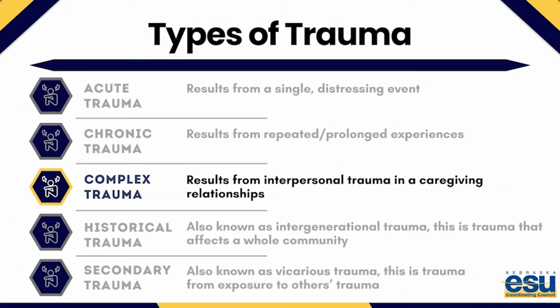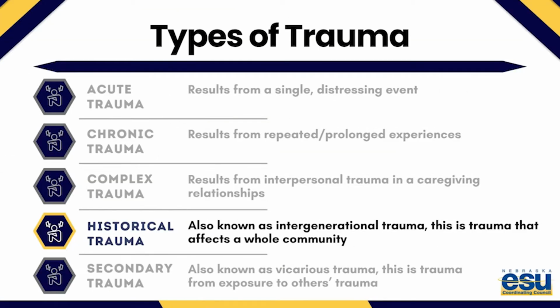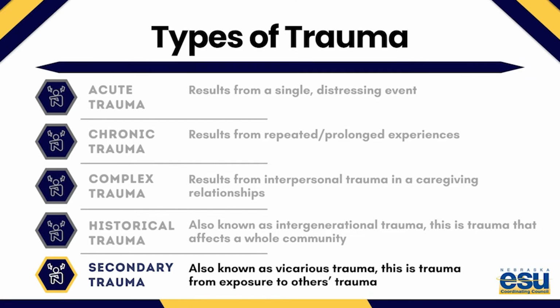complex trauma. This often occurs in caregiving relationships and involves sustained interpersonal harm during development; historical or intergenerational trauma. This type of trauma impacts entire communities, often rooted in events like colonization, forced relocation, or systemic racism; and secondary or vicarious trauma, which arises from exposure to others' traumatic experiences. A reality not just for mental health professionals, but also for educators and school staff.